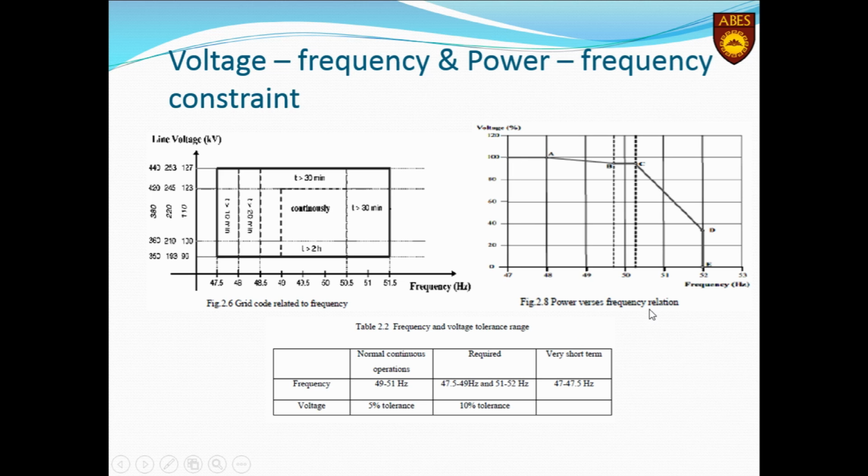Similarly, in this power versus frequency relation also, the frequency of the electrical power needs to be maintained at 50 Hz, and if it goes beyond 50 Hz or less than 50 Hz, then certainly the power quality needs to be checked and the turbine characteristics need to be changed. So these are the normal operating conditions, these are the requirements. And for a very short term, if in faulty conditions the system gets restored, then very well, otherwise we will go for tripping of the system.